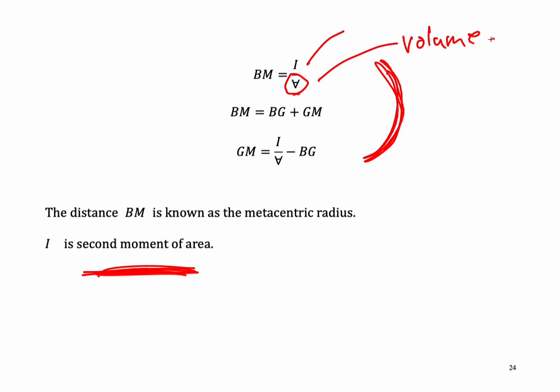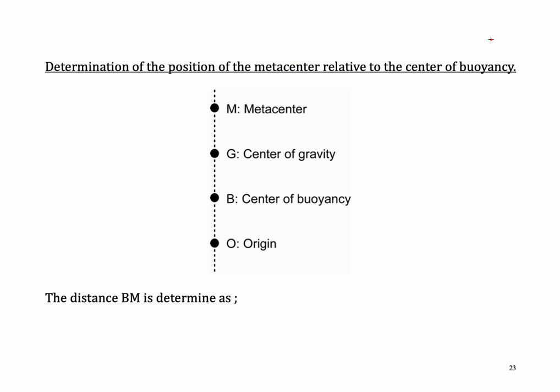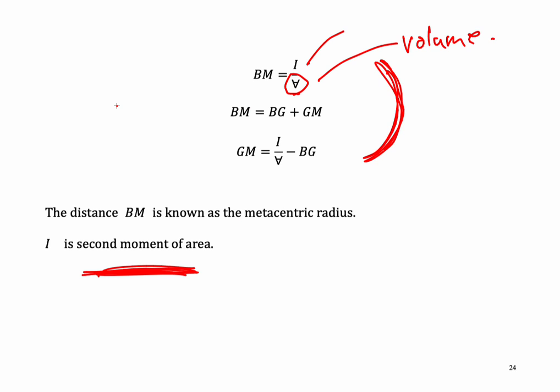And then we can calculate BM is equal to BG plus GM. You can see from here, BM, the distance from the center of buoyancy to the metacenter, is equal to BG, the distance from the center of buoyancy to the center of gravity, plus GM, the distance from the center of gravity to the metacenter. This is just about the vertical distance from point B to G and to point M. The distance BM is known as the metacentric radius.